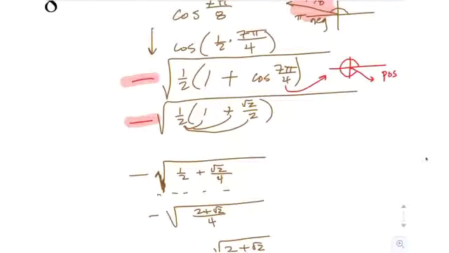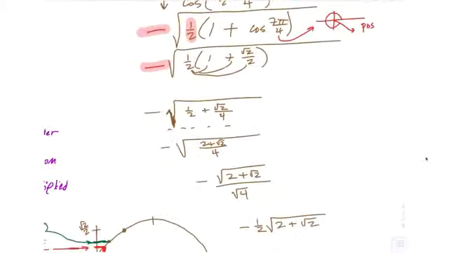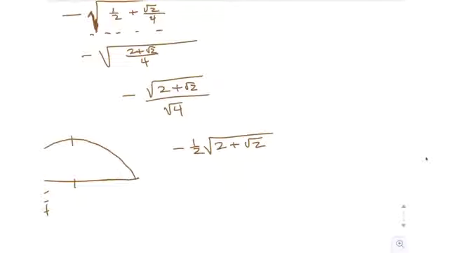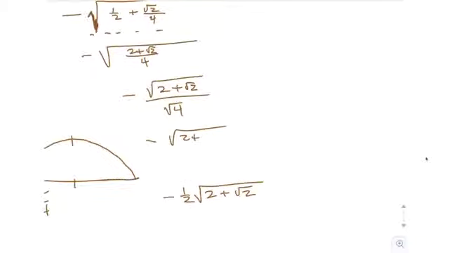I distributed. Where did it come from in the beginning? Oh, I skipped that last little step. I just did 2 plus square root of 2, and then in the bottom, what is the square root of 4? Yeah, it's 2. And then I bring the 2 out front and call it a negative 1/2.